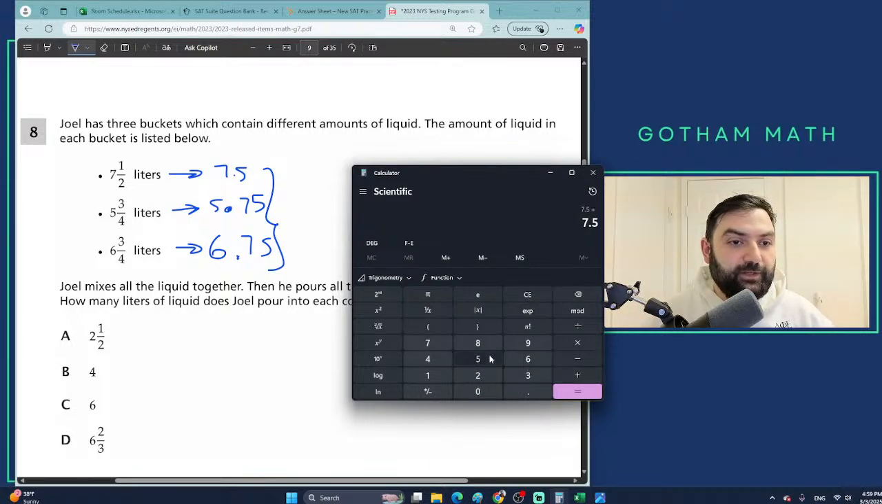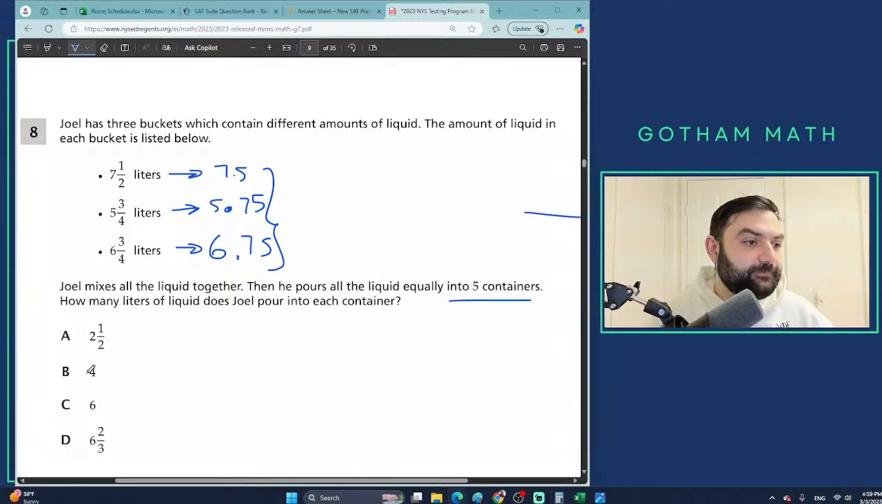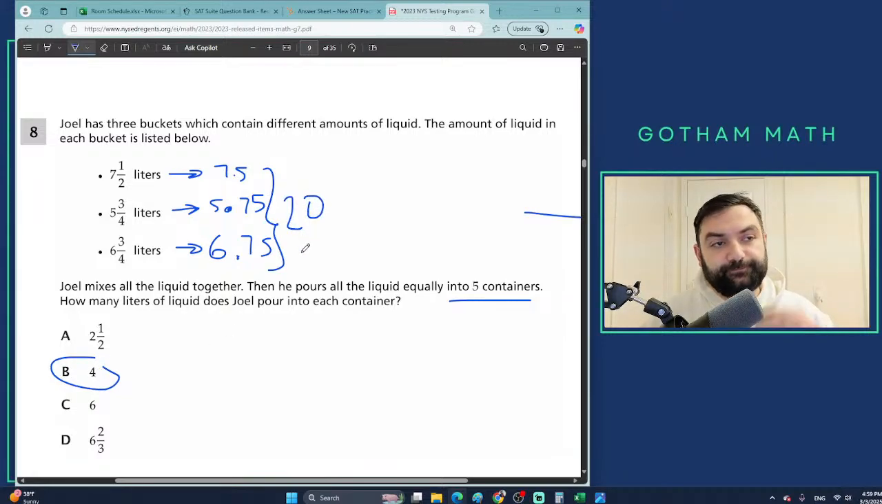7.5 plus 5.75 plus 6.75, that's 20, and obviously 20 divided by 5 will be 4. Okay? So this added up to be 20. But for this method, you needed to know how to convert the fraction form into a decimal form. Okay?